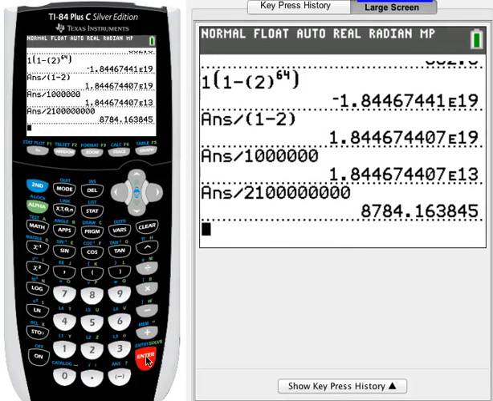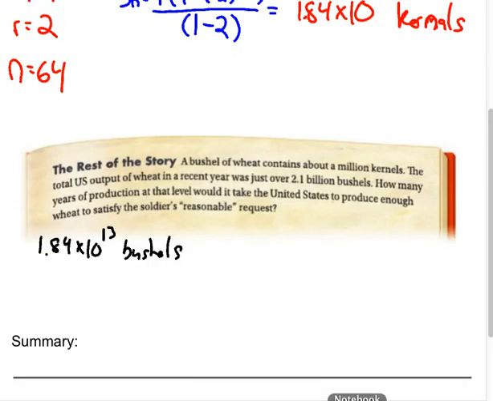So now it would take 8,784 years to make that much corn. Sorry, 84. So the US alone, it would take that long just to make that request. So it seemed reasonable, but when you take into account the geometric sequence, it isn't actually that reasonable anymore.